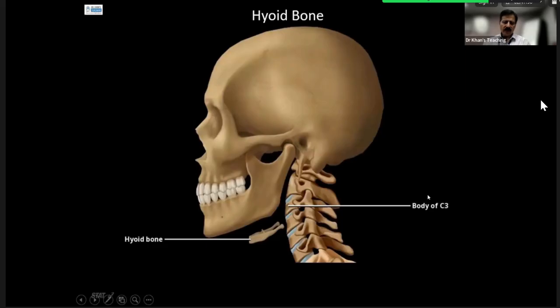So before we go to parapharyngeal space, hyoid bone, as you know, is our landmark, very unique bone. It is a unique bone because it does not articulate with any other bone, and there is no other example like this in the human body. So it is sort of a floating bone in between the mandible, and here is the larynx, the thyroid cartilage.